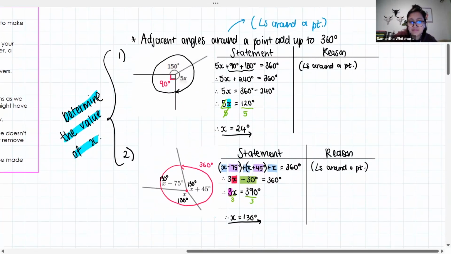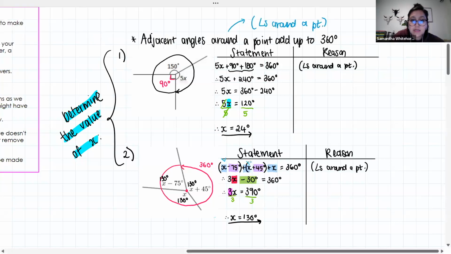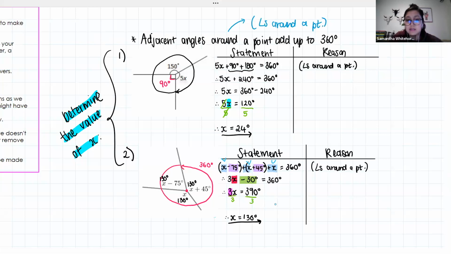Okay, where did you get the 3x from? Okay, so remember the 3x came from me adding my like terms. So if I go back here, I've got x plus x plus x. So because I'm adding 3 x's, I end up with 3x. Make sense? Okay. Yes, ma'am. Cool.